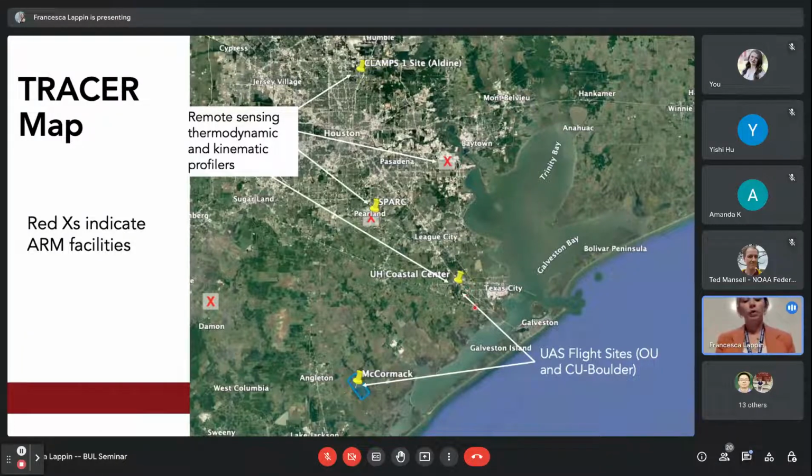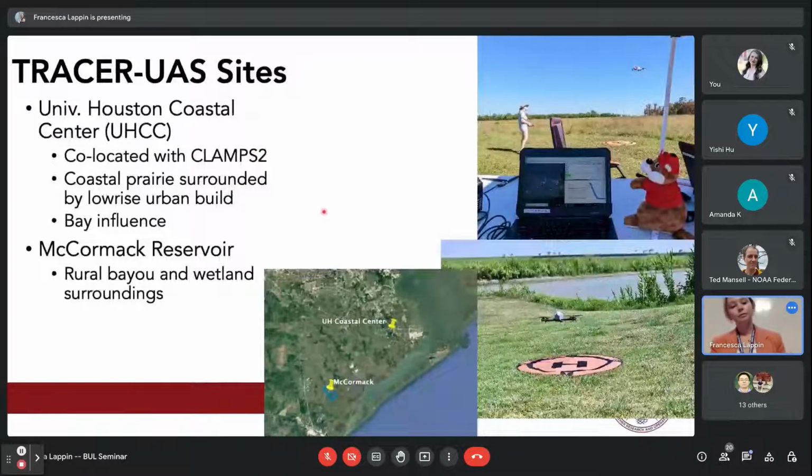But for now, we're just going to focus on these two UAS sites down here closer to the coast, starting with the coastal center and the McCormick Reservoir. So the coastal center was co-located with CLAMPS. And we can see in this region, it is much closer to the bay, so it's going to get a lot of bay influence. It's also in a kind of low-grade urban sprawl, so you're still getting a little bit of the impacts from the outflowing urban region, a huge refinery over here.